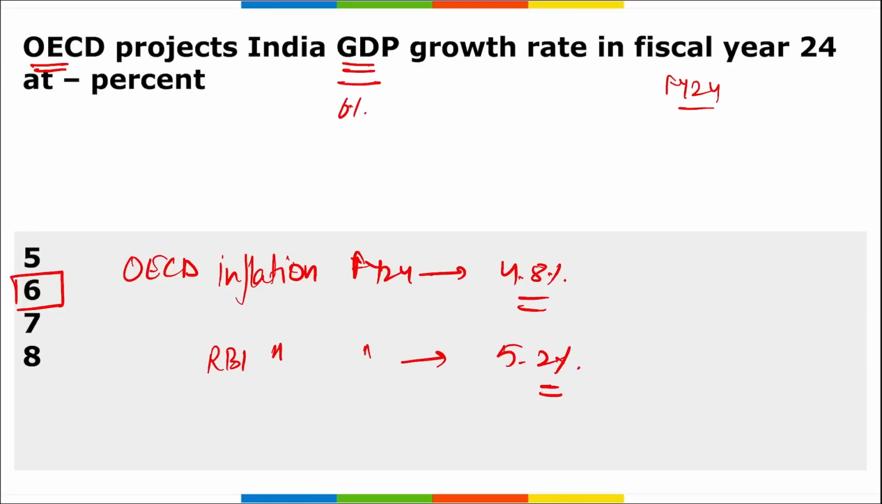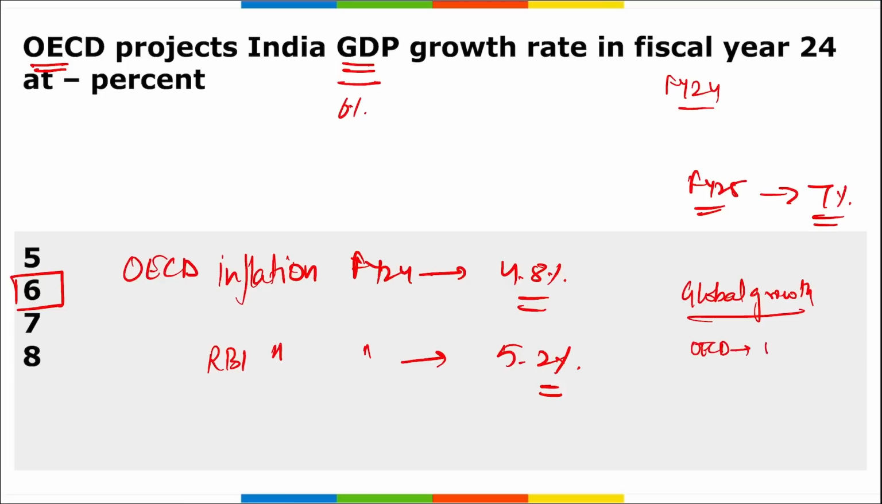Correct? Then Indian economic growth in fiscal year 25 is projected to be around 7%. Right? Similarly, if we are talking about global growth, OECD projected that global growth in the year 2023 will be around 2.7%. Correct?